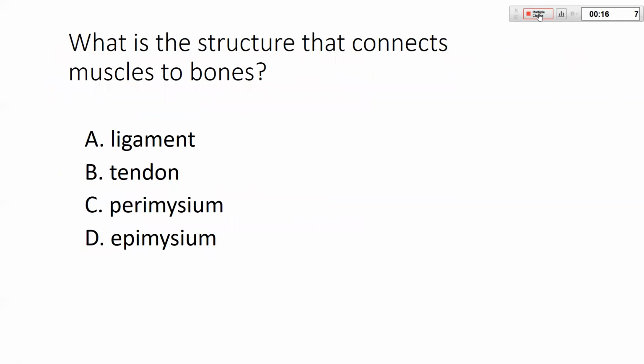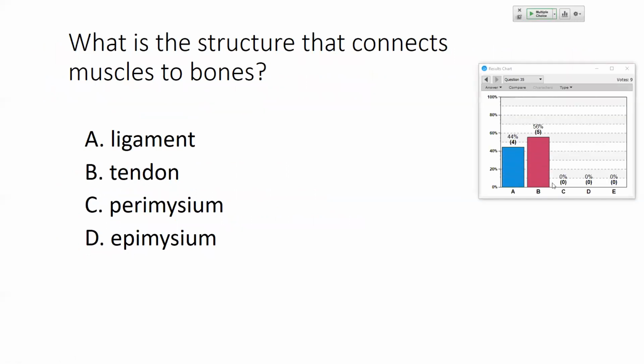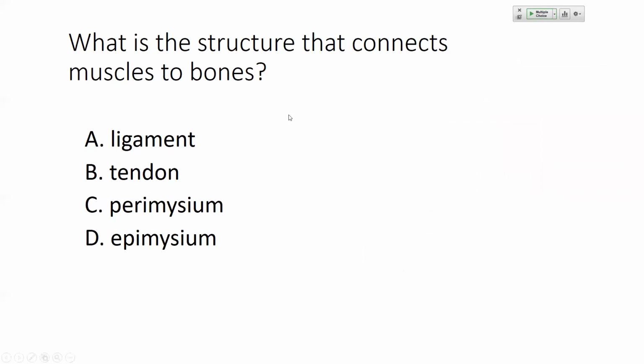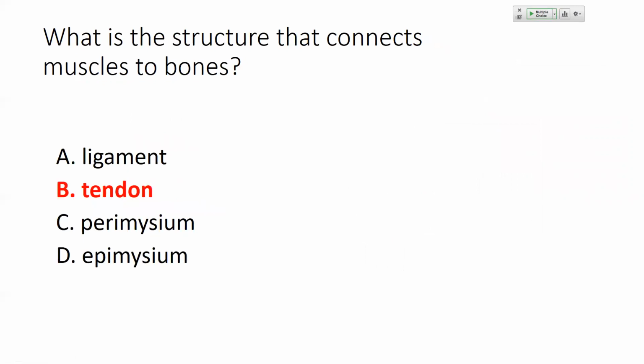So this one's pretty straightforward. So let's move it right along. The correct answer here is B, a tendon. Right? A ligament connects two bones.